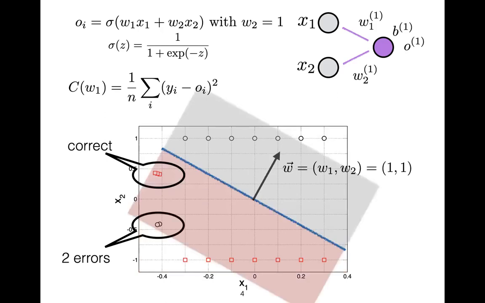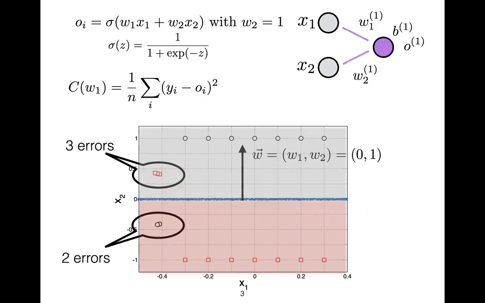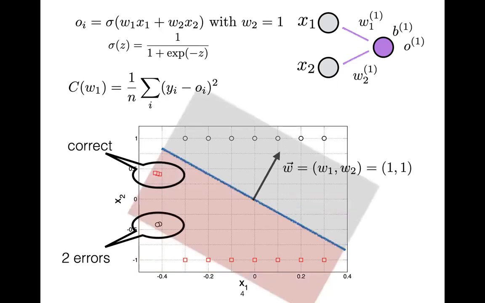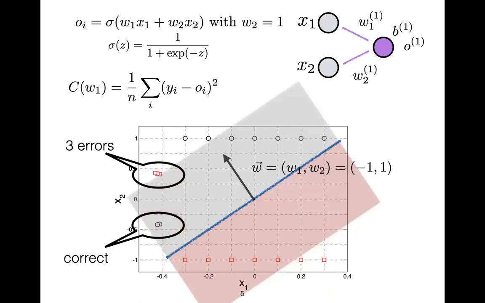If we let W1 be 1, good. We turn the decision boundary. So the three red squares which were previously classified wrongly are now classified correctly, and the two black circles which were previously classified wrongly are still wrong. So we go from 5 errors to 2 errors. If we let W1 equal to -1, we end up with 3 errors, which is better than 5 errors.